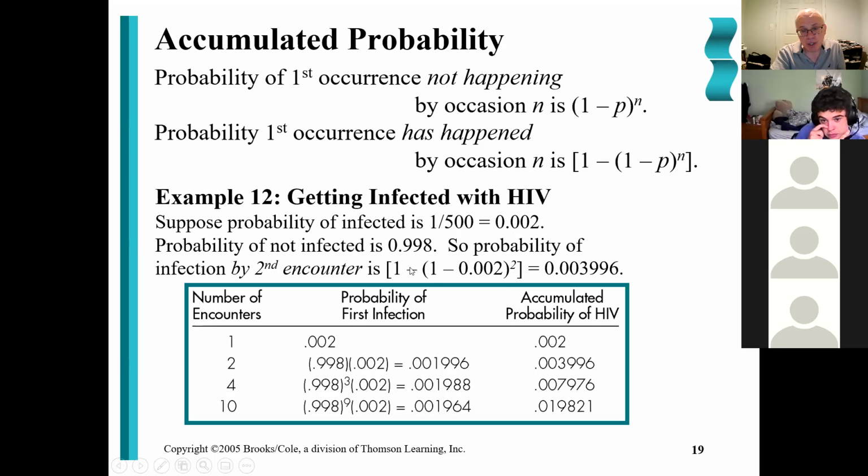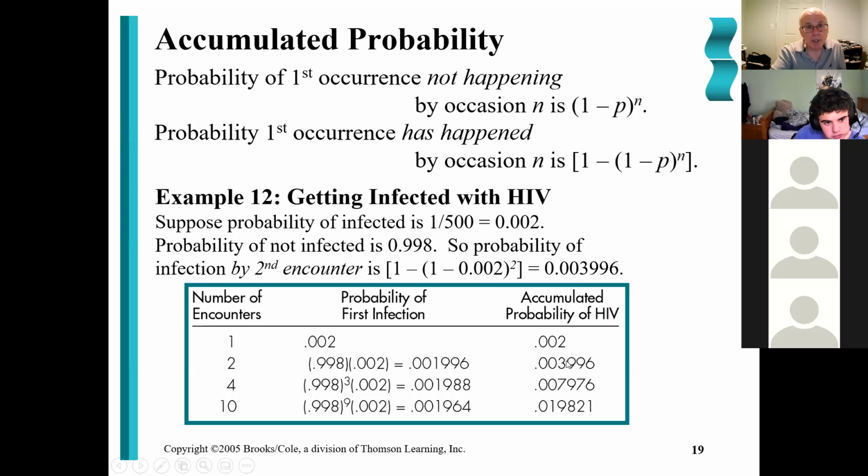All right. Now, this formula, if it doesn't make sense to you, you can simply do this calculation here. If you're not going to be infected on the first encounter, that's 0.998. And then on the second encounter, being infected is 0.002. You multiply those two numbers together and you get the same answer as if you use this formula. So for those of you who like formulas, you can use this formula. For those of you who hate formulas, just use the logic here and you get the same answer. Okay.